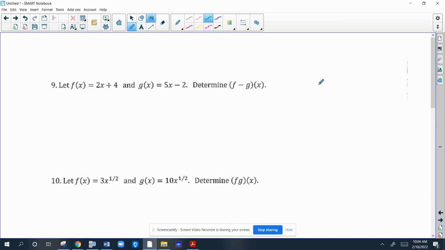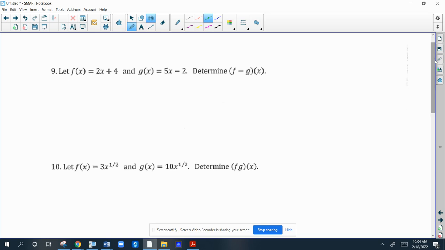Okay, welcome to page 2 for the Algebra Chapter 5 test review. We're going to do problems, all of page 2, 9 through 13, I think it is. So number 9, we have a couple of functions and we're subtracting them.